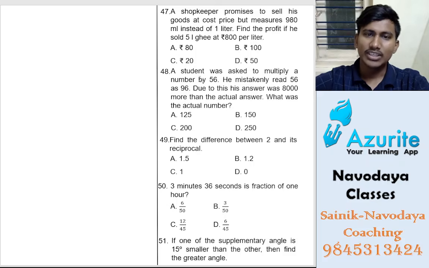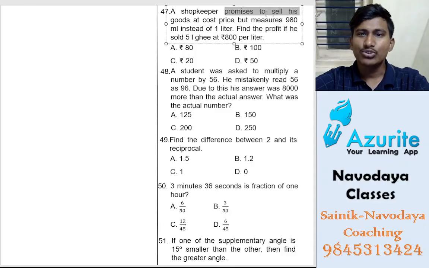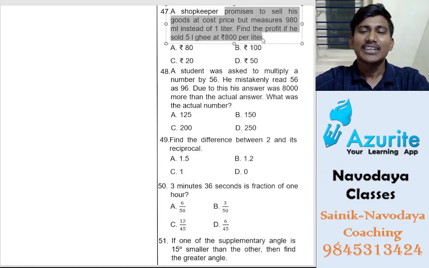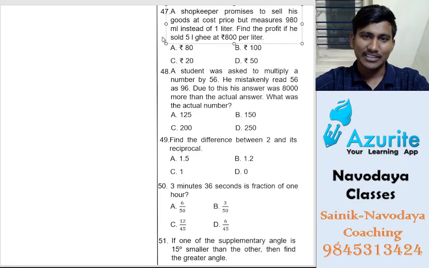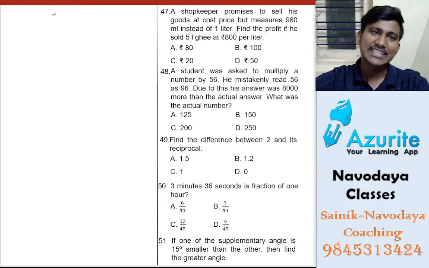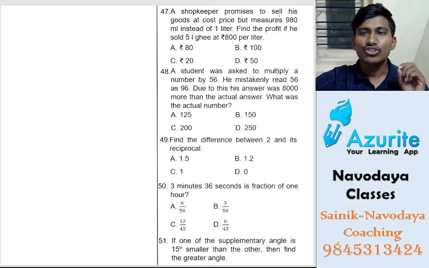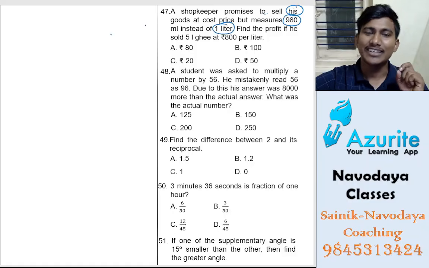So see here, question 47. What is the question? A shopkeeper promises to sell his goods at cost price but measures 980 ml instead of 1 liter. Find the profit if he sold 5 liters of ghee at rupees 800 per liter. So how do we do it? It is easy, a little bit tricky.